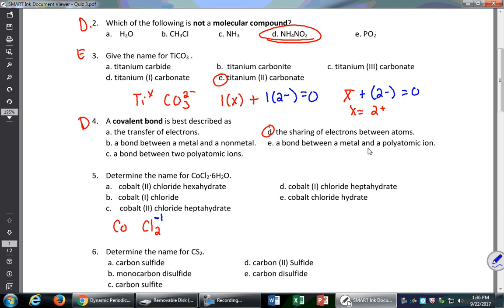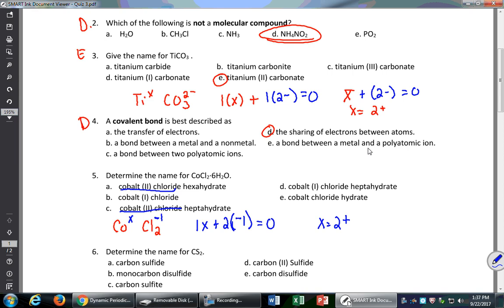So again, we have to balance this charge. We don't know what cobalt is. The amount of hydrogens we have, the H2Os, I'm not even thinking about that right now. So we have 1 cobalt, X, plus 2 chlorines with a -1 charge, and that has to equal 0. So our X for cobalt must be equal to 2+. So cobalt(II) chloride, which we see in both A and C.